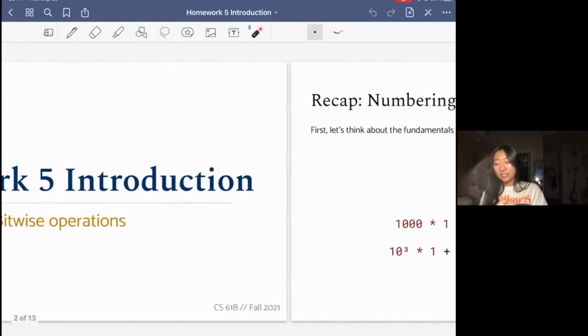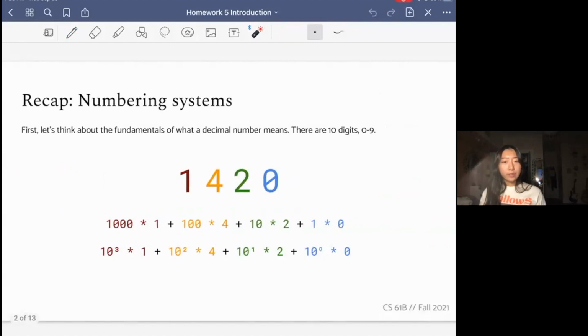So just to recap really quick, let's talk about numbering systems. And specifically, let's think about the fundamentals of what a decimal number really means, right? You may not have realized it, but you are very familiar with how decimal numbers work, right? We have these 10 digits, 0 through 9.